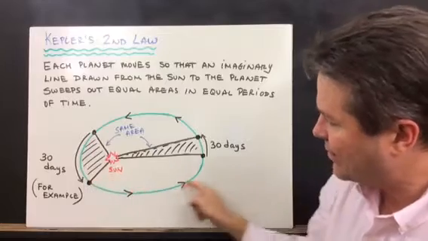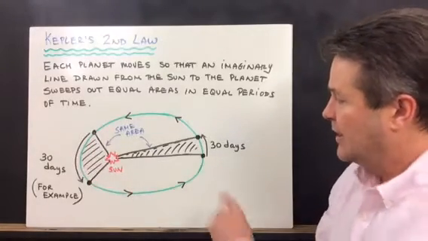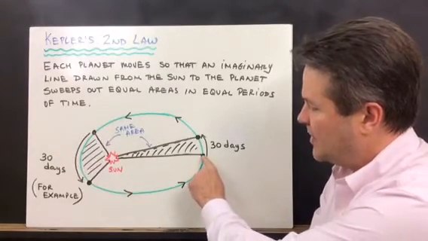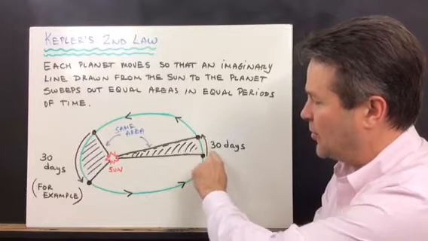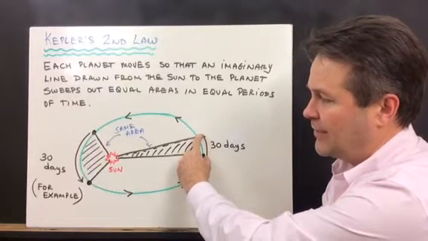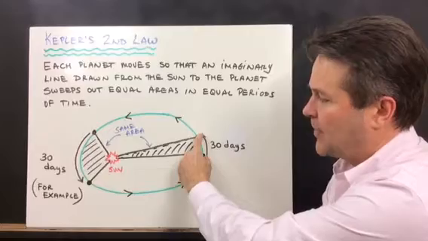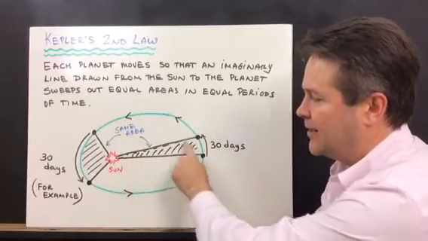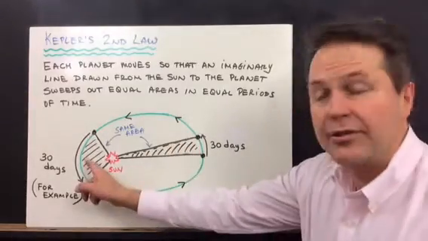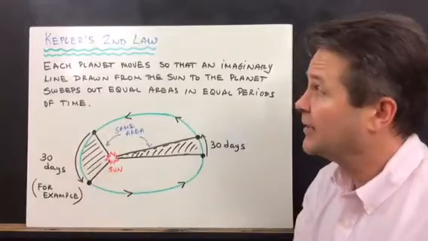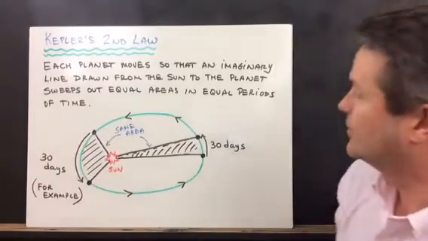Well, if the planet is now on this side of the orbit, it will go from this position to that position in 30 days. So it seems to be traveling much slower. But this area right here that it sweeps is identical to that area. That's Kepler's second law.